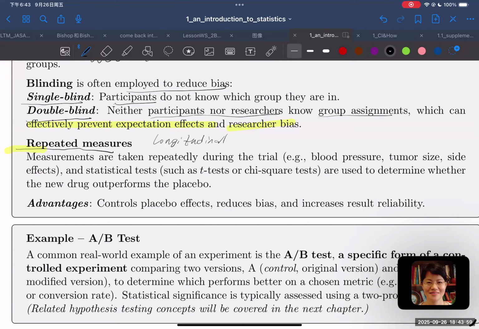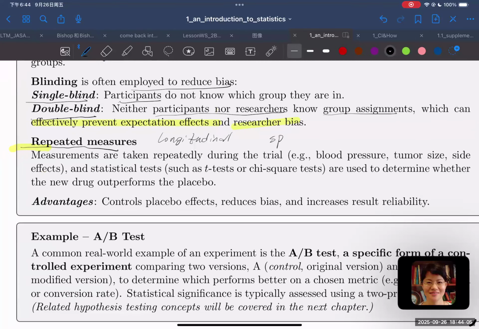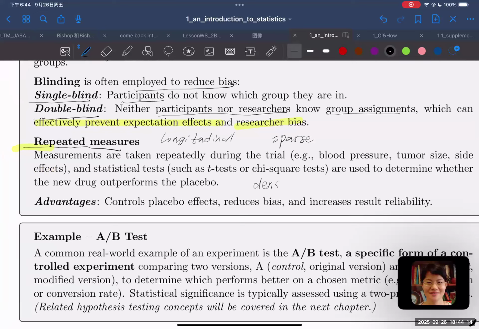So longitudinal observation, or longitudinal repeated measurement, in such a way we say the repeated measurement would be sparse. So this is one. And another one is dense. In what kind of situation would the repeated measurement be dense?